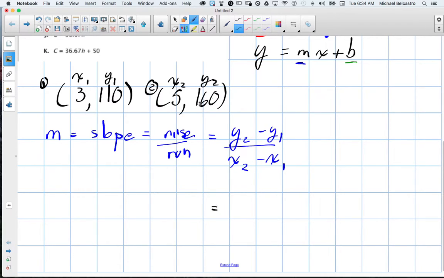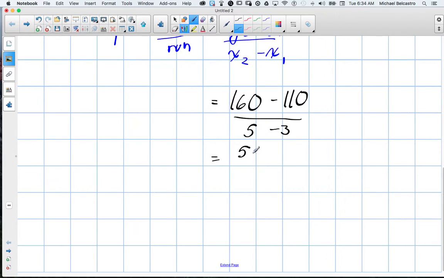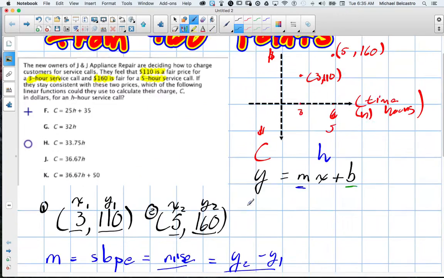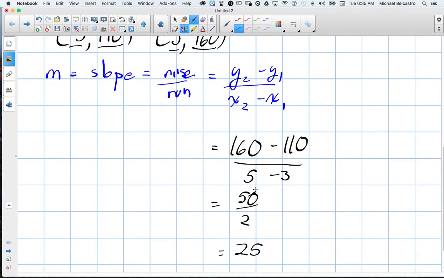So we now take that information and plug it in. We have y2, which is 160, subtract y1, which is 110, divided by x2, which is 5, subtract x1, which is 3. So as we go down here, we're going to end up with 50 over 2, which is equal to 25. Okay, so we now know our slope is 25. So we have our equation now fitted into this small space here. We have y equals, in this case, our m is 25, x plus b.